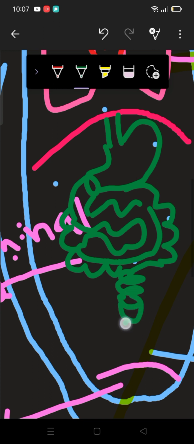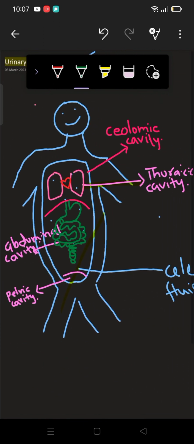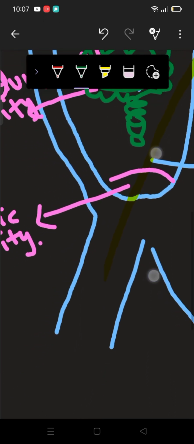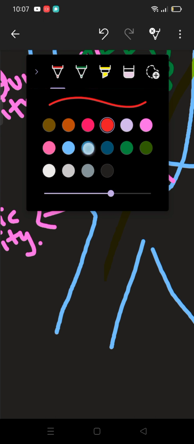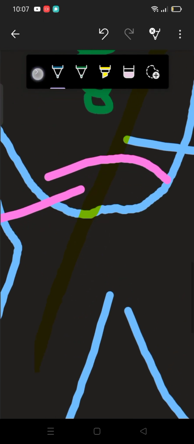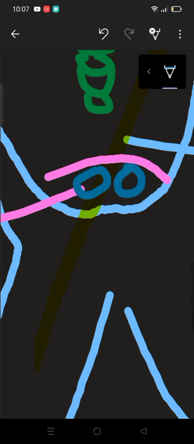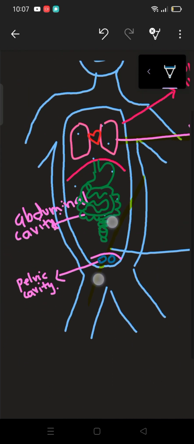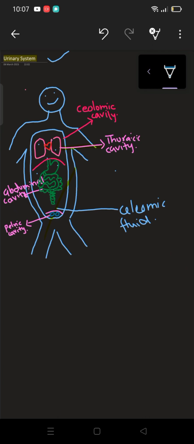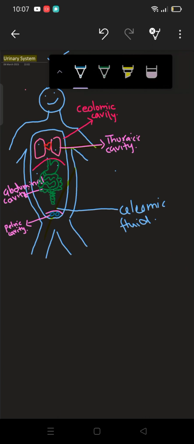So here is our pelvic cavity, and what structures are present in the pelvic cavity? In our pelvic cavity the sex organs are present. Like in the females we do have ovaries, and while talking about the male sex organ, those have sperms. Now let's talk about the body wall, what the body wall is made up of.